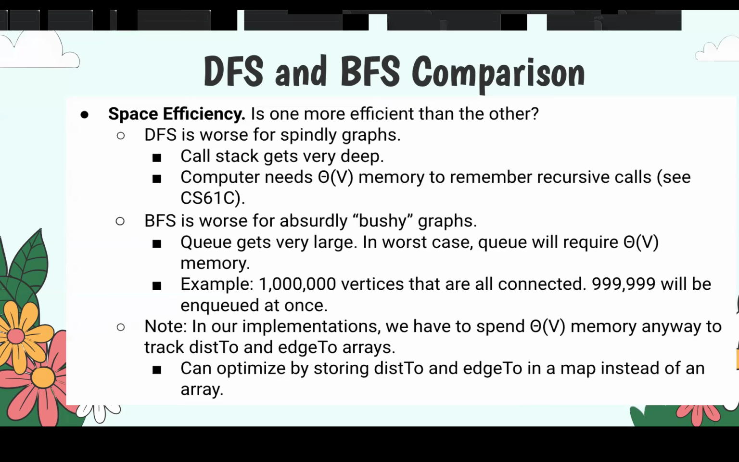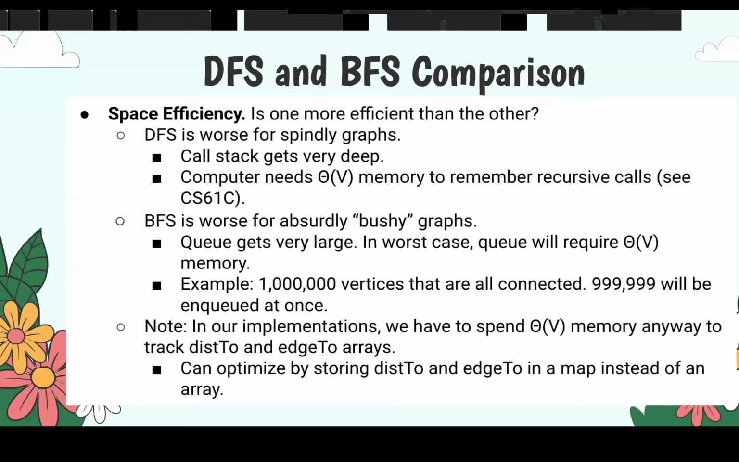I'm not sure how important this is for this class, but it might be more important in like 61C. When we're considering how much space you take when you're running DFS and BFS, DFS is worse for spindly graphs. When we have a spindly graph, we need to go as deep as possible. We need to explore all of the children before moving on to the next child, so the entire subgraph of a child before moving on to the next child. So your call stack gets very deep with a lot of recursive calls, and you need theta V memory.